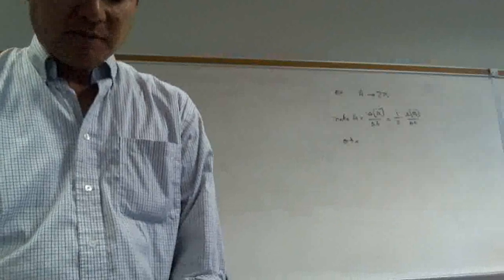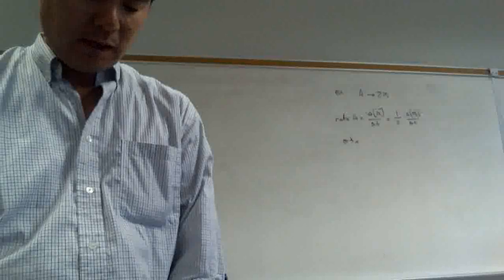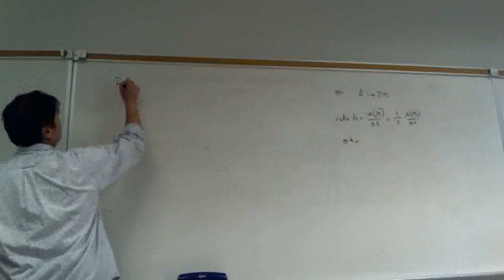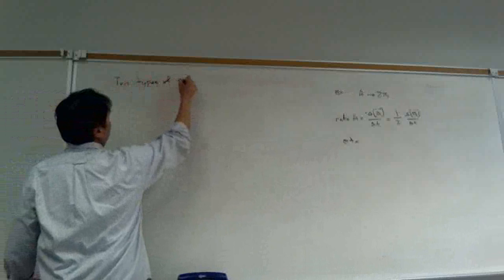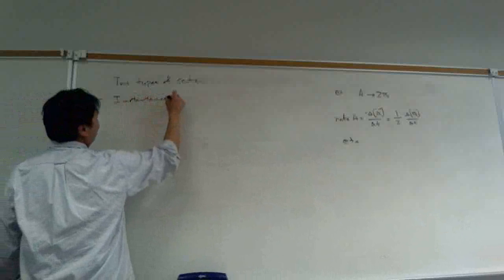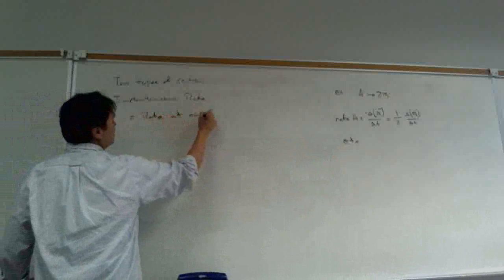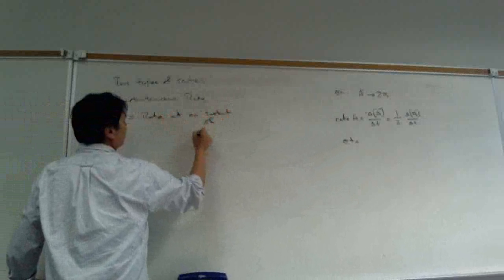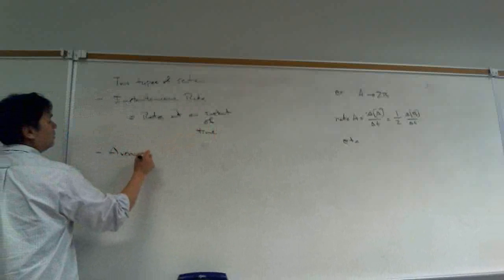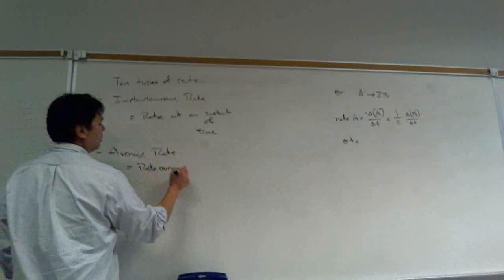All right, there are two types of rates that we have. The two types of rates are the instantaneous rate and the average rate. The instantaneous rate is equal to the rate at an instant of time, whereas the average rate is equal to the rate over a time interval.